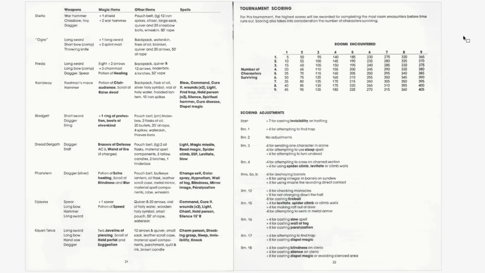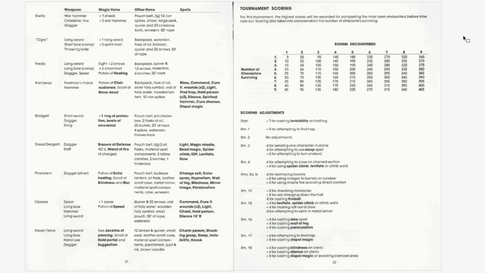And then you see the tournament scoring. For this tournament, the highest scores will be awarded for completing the most room encounters before time runs out. Scoring also takes into consideration the number of characters surviving. And so then you see here how many points you get, the rooms encountered, and then the number of characters surviving. So if you go through one room only, but all 9 characters survive, you get 45 points. But if you go through all 9 rooms and all 9 characters survive, you get 405 points.